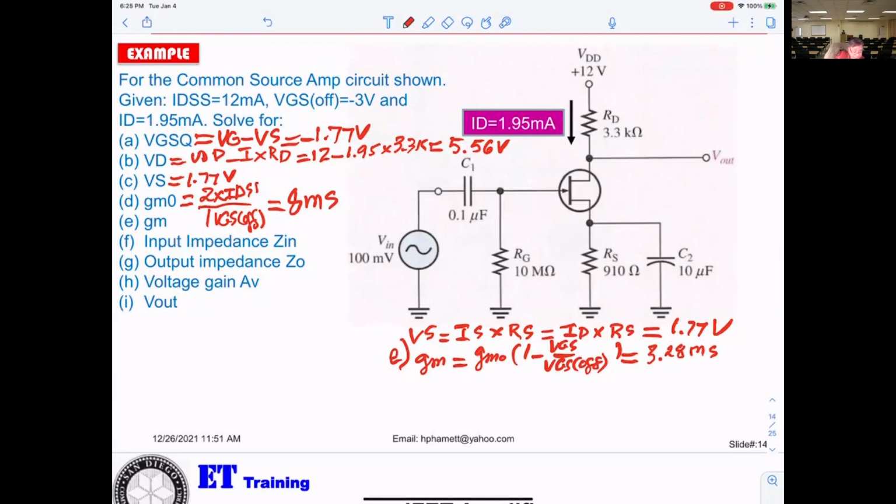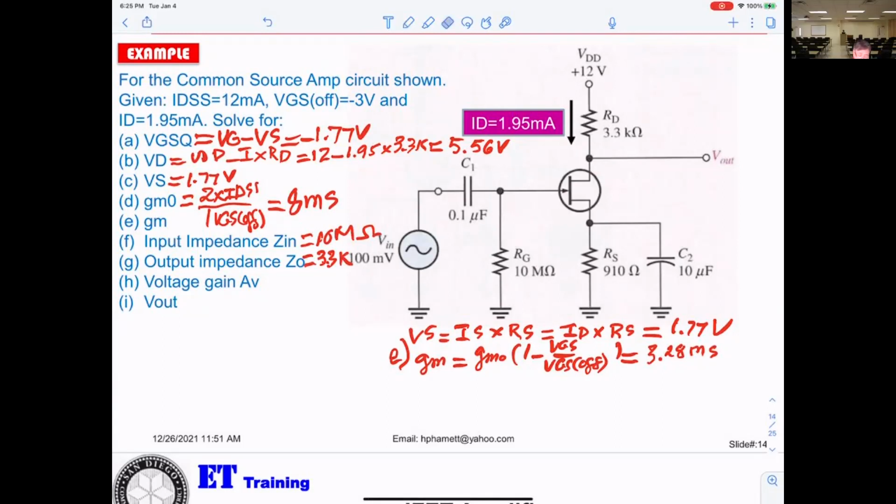Number F, input impedance. 10 megaohm, yeah. Same as output RG. Output impedance, if you don't have a load, it's going to be 3.3K. You got to put a point in there, Mr. Pham. It's 3.3. Make a big dot.